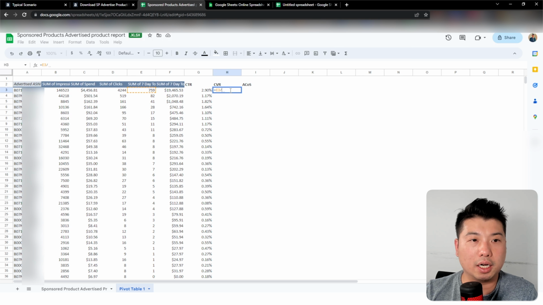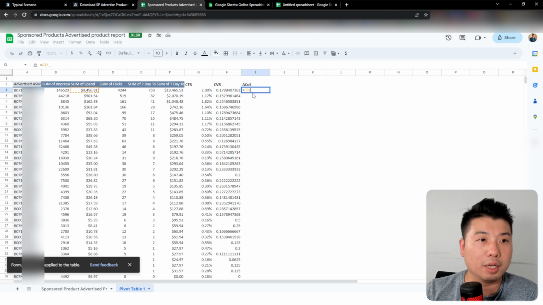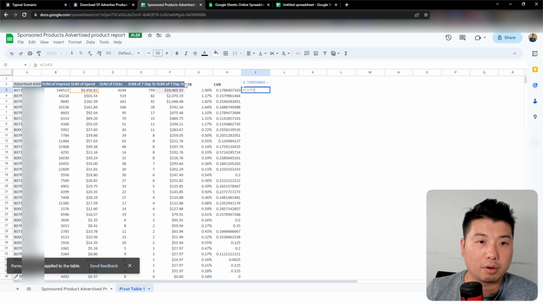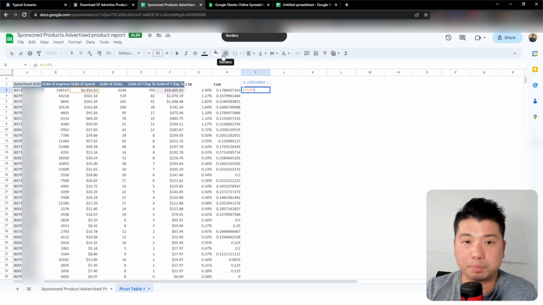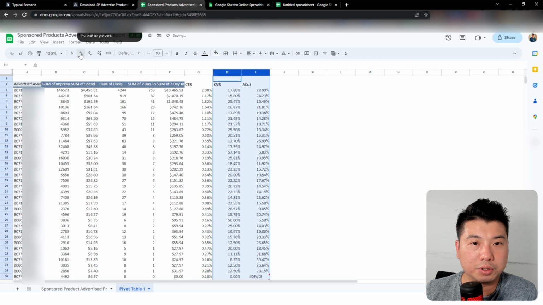Divided by the clicks, so that would be D3. And then ACoS, that would be spend, C3, divided by sales, so that would be F3. So that would be here, right? That would be the column right here. It's nicely formatted to percentage.